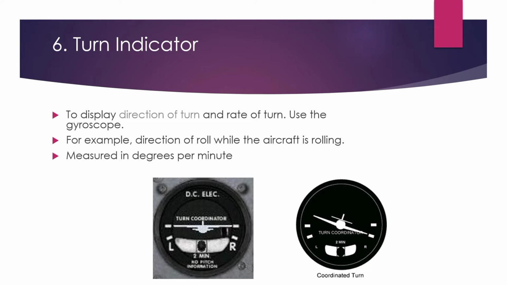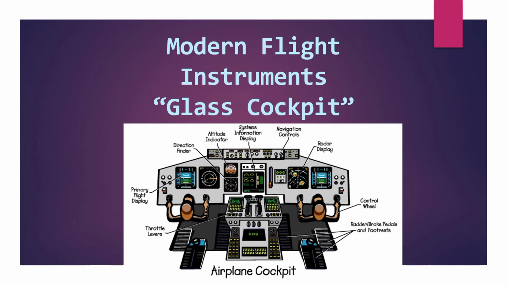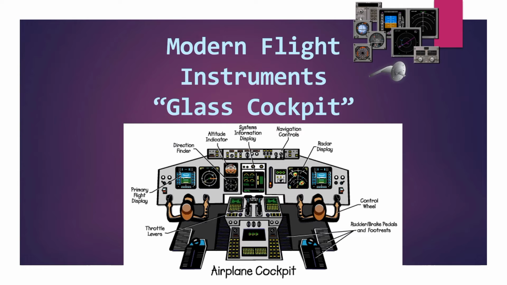Sixth, the turn indicator displays the direction of turn and rate of turn, using a gyroscope. For example, it shows the direction of roll while the aircraft is rolling, measured in degrees per minute. See this picture, it shows the turn indicator. Now we can look at modern flight instruments: the glass cockpit.